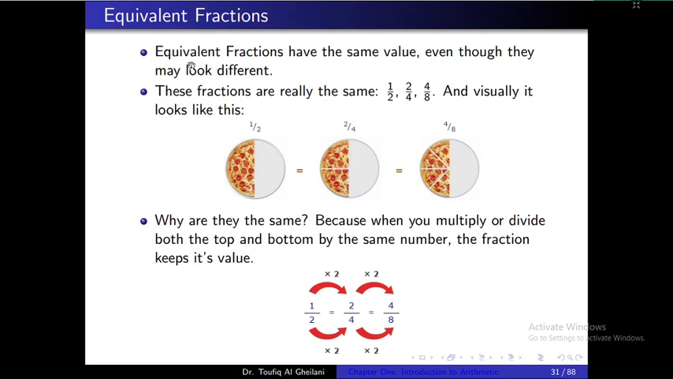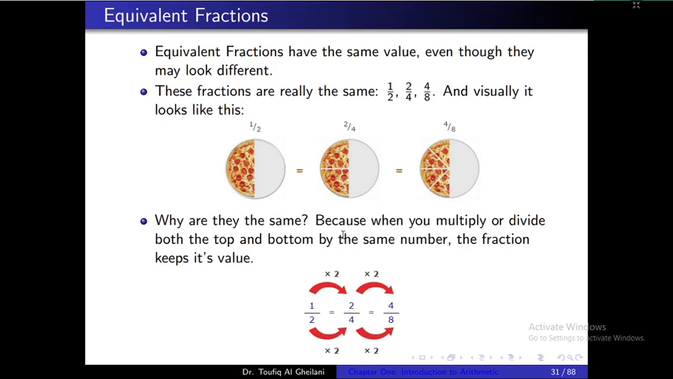Equivalent fractions. Equivalent fractions have the same value, even though they may look different. These fractions are really the same. For example, half, 2/4, 4/8, and visually it looks like this one. So half is the same as 2 over 4, look, and equal to 4 over 8.